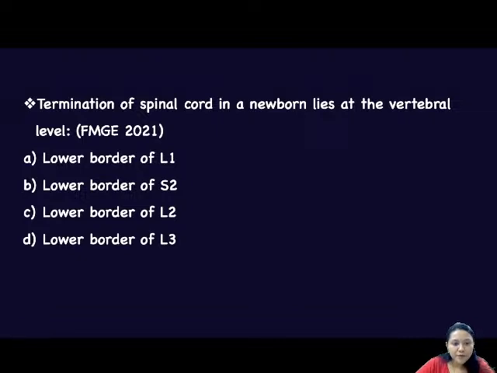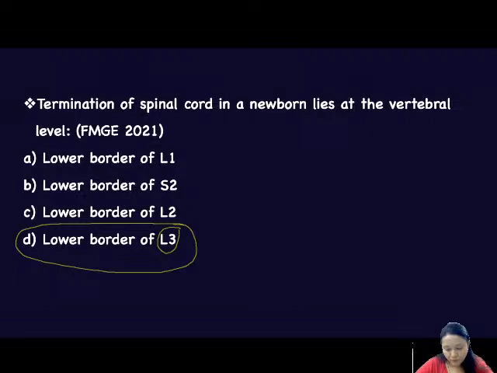Whenever you see L3, it is the lower border of L3. Okay, termination of the spinal cord in the newborn is at the lower border of L3. Just now we have studied. Okay, it's at the lower border of L3.